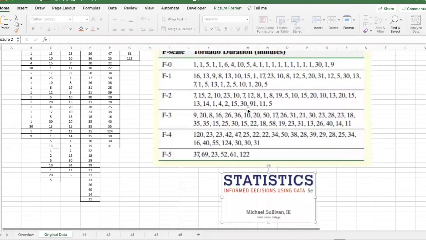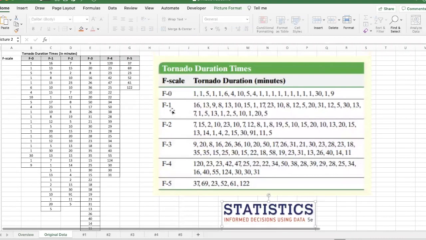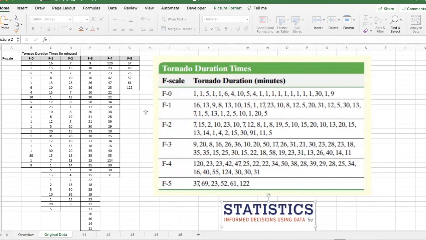I've taken the data and parsed it out here so that you are able to use this data to create your graphs. The data that you see here in these columns match the tornado duration times from the problems. The idea is that we have all these tornadoes that occurred in that period in 1974. There were some weak ones on the low scale, on the F0 scale, and there were some very strong ones on the F5 scale. So those are ordinal level values there.